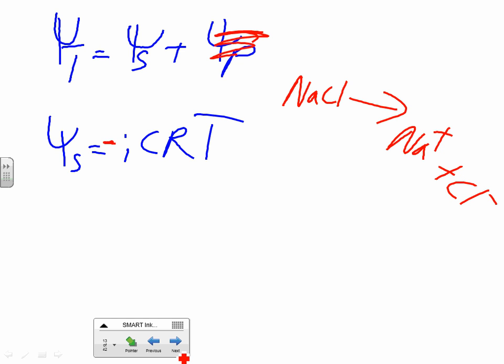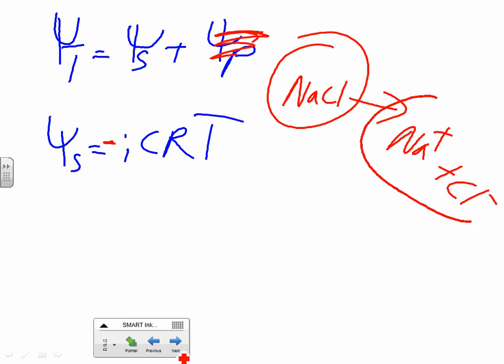For every formula unit of this NaCl you start with, you get 2 moles of ions, right? That's what I is asking us for. I is the ionization constant. And the way we figure that out: for every 1 formula of the salt we start with, how many moles of ions do we get? In this case, we get 2.